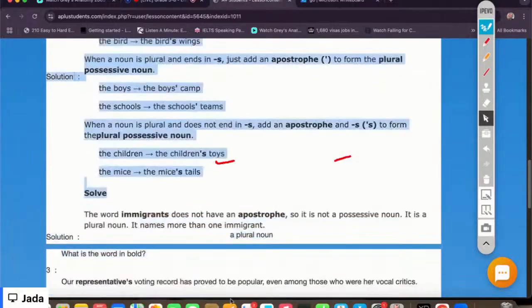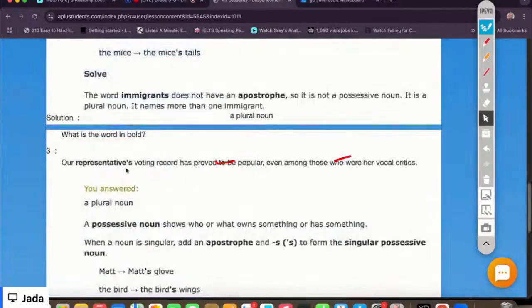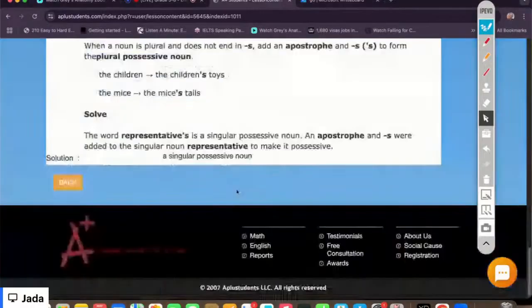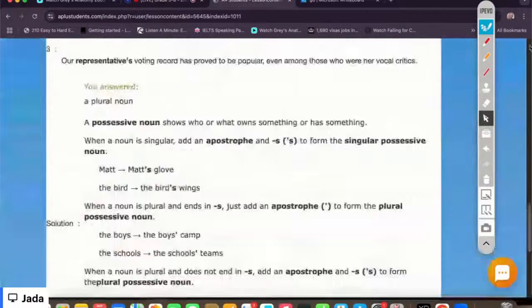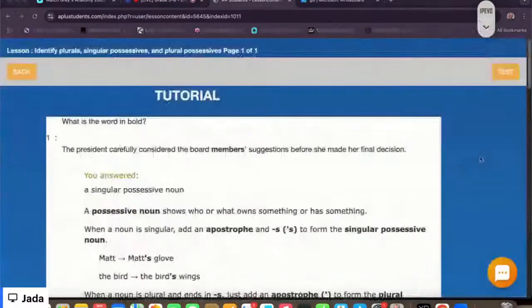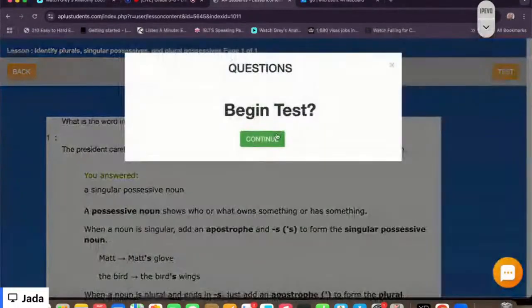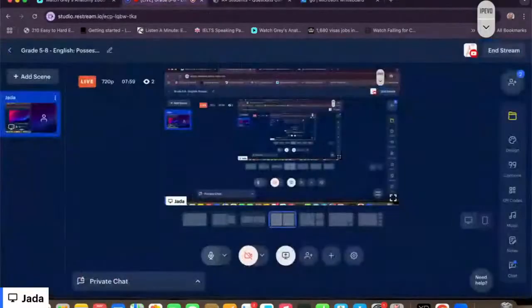So our representative's voting record has proved to be popular even among those who were her vocal critics. So we have representative with apostrophe and s. So this is what? Singular possessive noun. Okay, so let's move to the test and you can just share your answers with me if you know them.